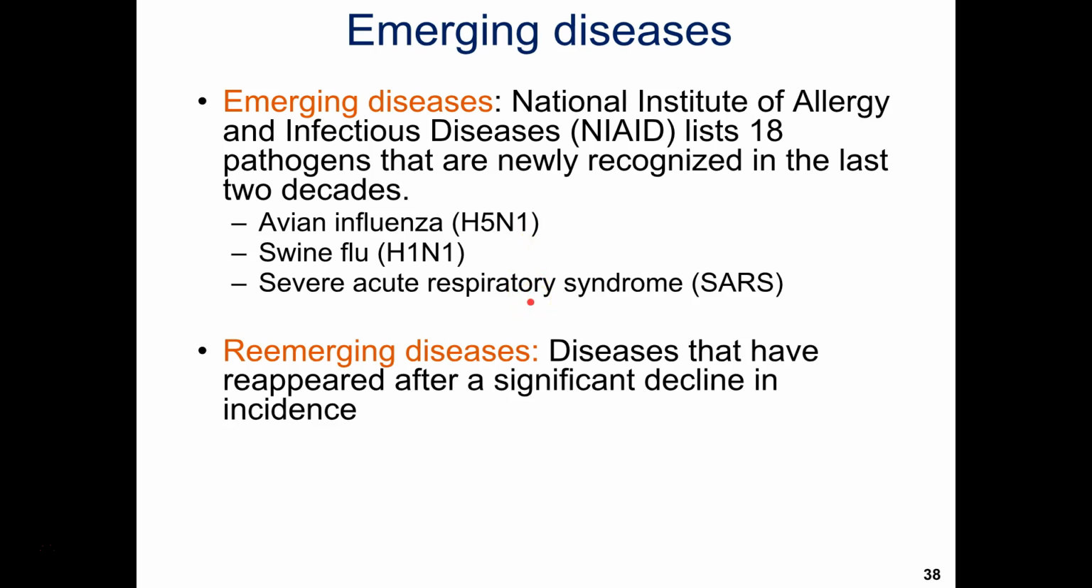And within this category you also have the subcategory of re-emerging diseases. Diseases that have reappeared after going away. So these re-emerging diseases are coming back. Emerging diseases have never been seen before. Re-emerging diseases are coming back after having not been seen for a long time.